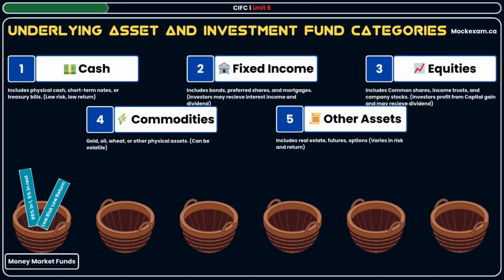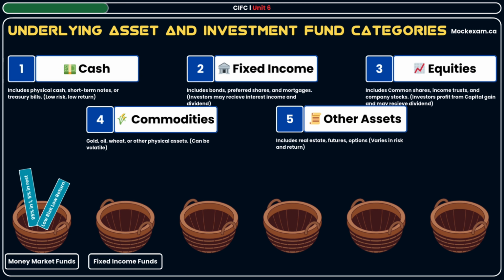This is the first category. The second category, or second basket, is fixed income funds. So these are different types of mutual funds. Remember, the last word of these is funds. So in the first one, we said money market funds. We mean money market mutual funds, okay? The second one is fixed income funds. We mean fixed income mutual funds.